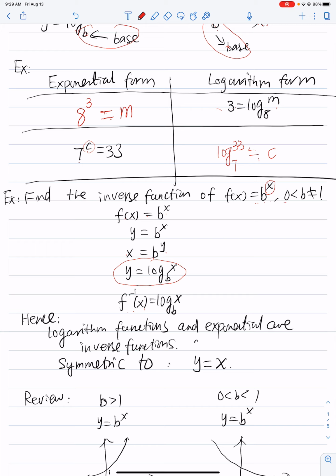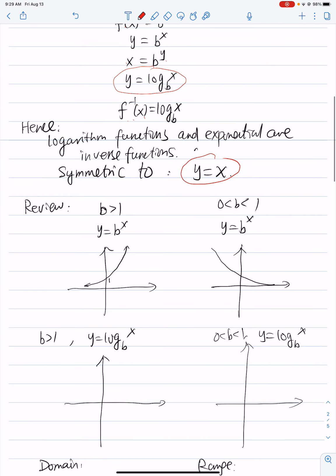For inverse functions, there is one very important property. They are always symmetric to y equal to what? x. So that's very important. Okay, so let's review. y = b^x. When b is bigger than 1, it goes up, increasing. When b is less than 1, it goes down. Okay, so what do you think will be the inverse function? What will be the logarithm function?